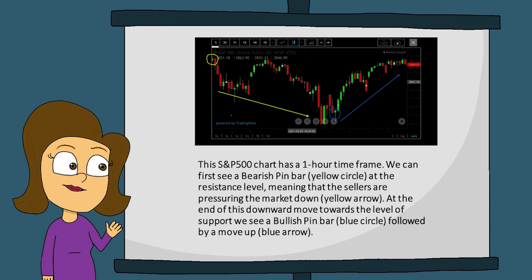This S&P 500 chart has a 1-hour time frame. We can first see a bearish pin bar, yellow circle, at the resistance level, meaning that the sellers are pushing the market down, yellow arrow. At the end of this downward move towards the level of support, we see a bullish pin bar, blue circle, followed by a move up, the blue arrow.